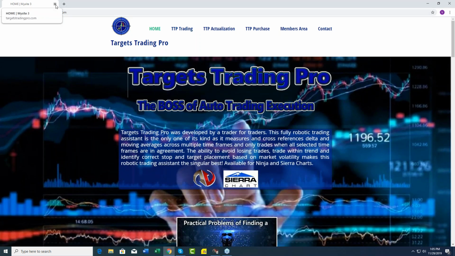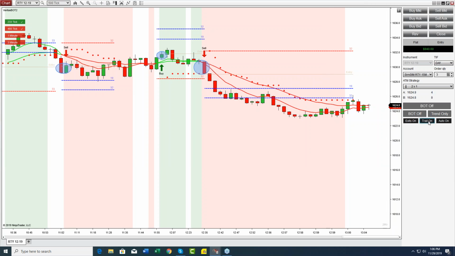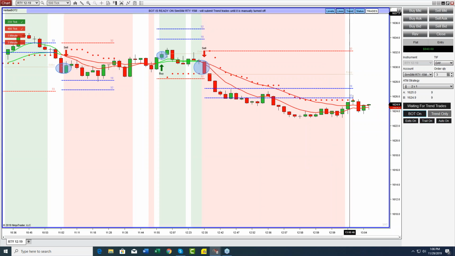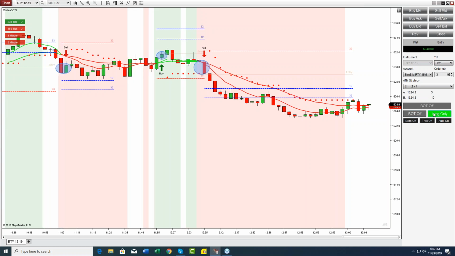Guys, this is the bot. Far and away, it's the best one on the market. It is fully automatic. It trails automatically. Once you turn it on, you'll know it's on. You'll get the border. Turn it on, trend only. It will only trade in the direction of what you ask it to do. I prefer trend only. If you want to take longs only, you can take longs only.